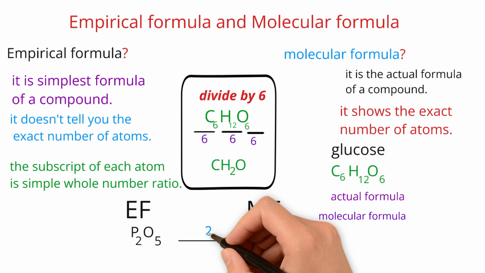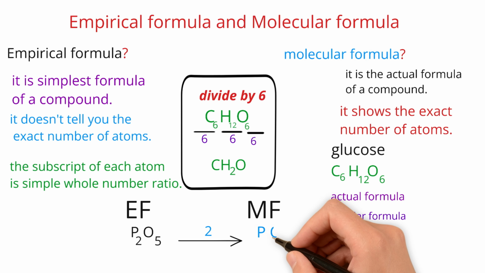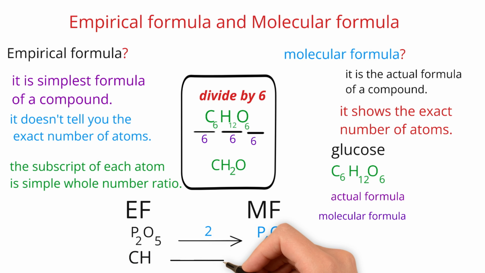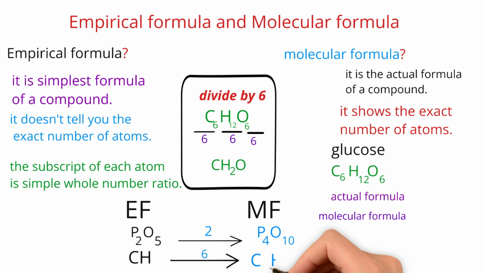Now let me give you different examples of empirical formula and molecular formula. Phosphorus pentoxide, P2O5, is the empirical formula. When we multiply each subscript of phosphorus and oxygen by 2, it changes into the molecular formula. 2 by 2, 4. 5 by 2, 10. Therefore, P4O10 is the molecular formula, but P2O5 is the empirical formula. CH is the empirical formula of benzene. Now let us multiply each subscript of carbon and hydrogen by 6, and it becomes the molecular formula of benzene. C6H6 is the molecular formula of benzene.